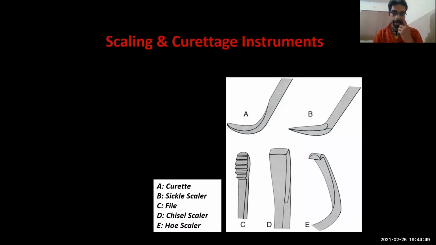Now coming on to the scaling and the curettage instruments. Now scaling and the curettage instruments are basically of 5 types. It is curette, the front blunt portion, it is curette.